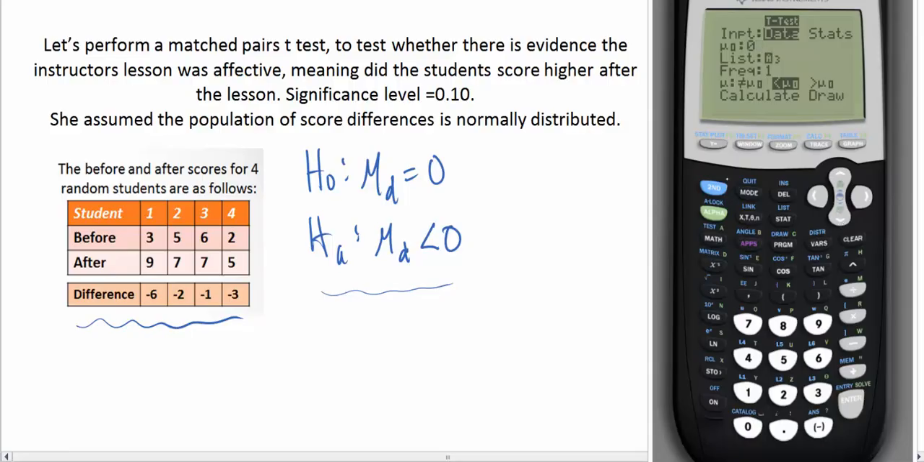The list that we've entered our data into is L1, and we scroll down until we find the alternative hypothesis that matches the one that we have here. So mu d is less than mu naught is the correct alternative, and press enter. And sure enough, we get a t-test statistic of -2.77 and a p-value of 0.345. This is the same as what we had in the lecture.